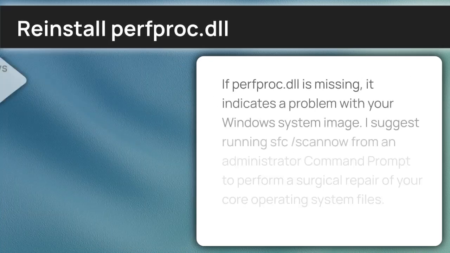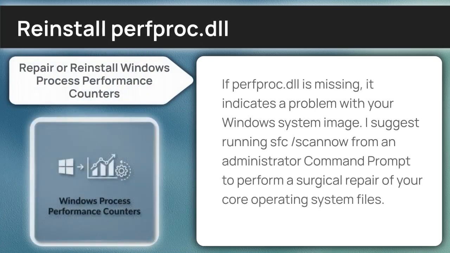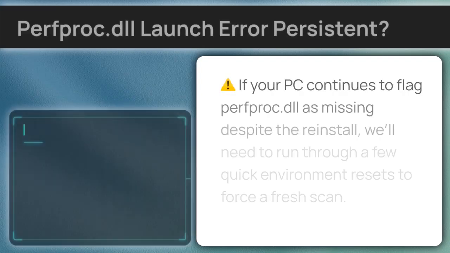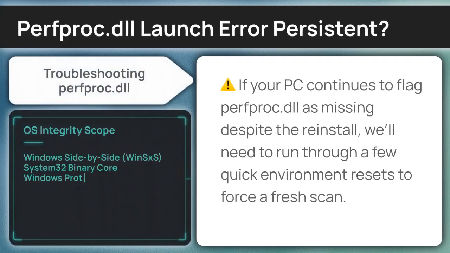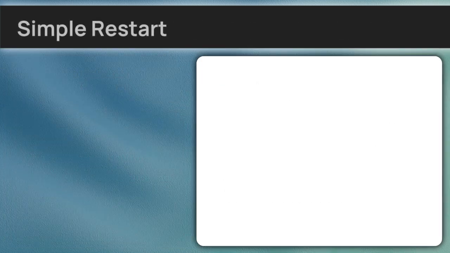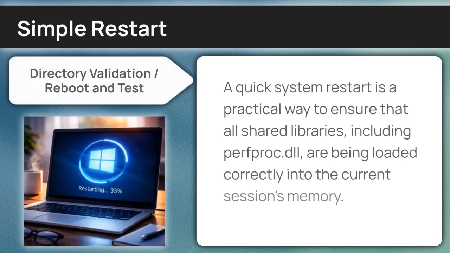If Perfproc Library DLL is missing, it indicates a problem with your Windows system image. I suggest running sfc /scannow from an administrator command prompt to perform a surgical repair of your core operating system files. In cases where the official installer remains ineffective, we must escalate to a manual review of your system's active runtime state. A standard reboot clears out temporary memory conflicts and gives the Windows loader another chance to properly register the Perfproc library component during startup.